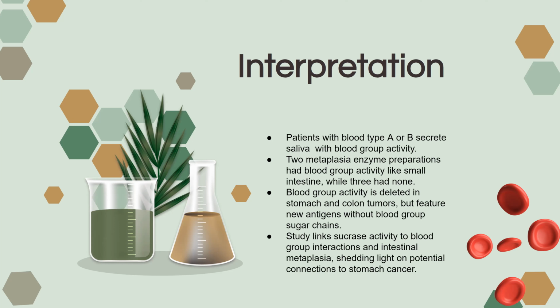Taking all that information into consideration, it could be a possible explanation for the lack of blood group activity. The study goes on to discuss that tumor-specific antigens have been found in gastric carcinoma, as well as areas of intestinal metaplasia. From this, researchers suggest that there may be a link between intestinal metaplasia and stomach cancer, and thus, sucrase may have a role in it. This study was able to explore the role of sucrase in a physiological context outside of just digestion, helping us understand potential connections between sucrase activity, blood group interactions, and the development of intestinal metaplasia, potentially leading to stomach cancer.